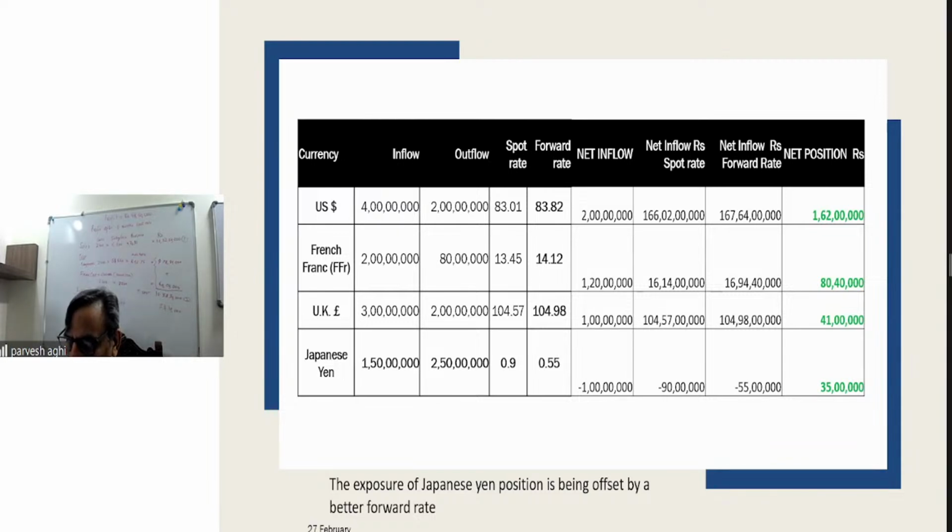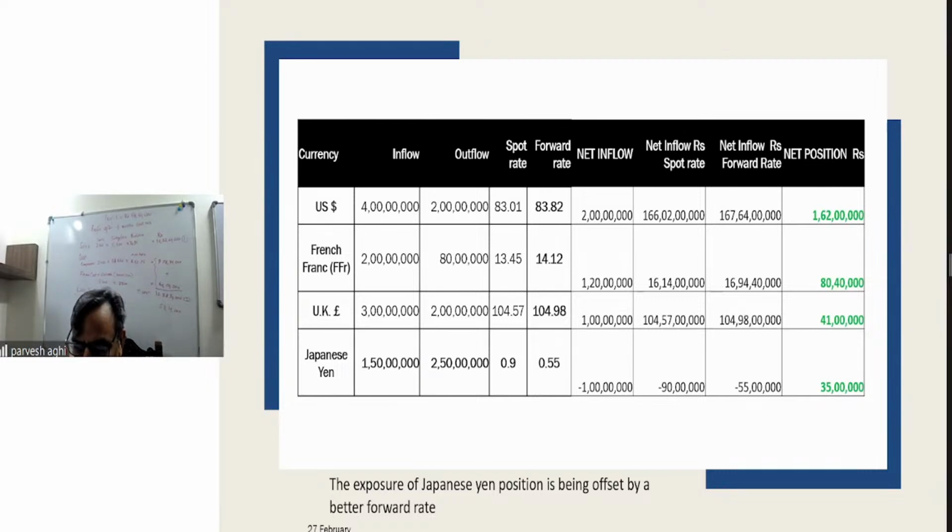Okay, so if we calculate at the spot rate as well as at the forward rate, we find there is a positive impact on his net position because the forward rate is more than the spot rate. Since he is a net exporter on a net basis, and the French franc has appreciated, he's going to get a positive impact on his net position.